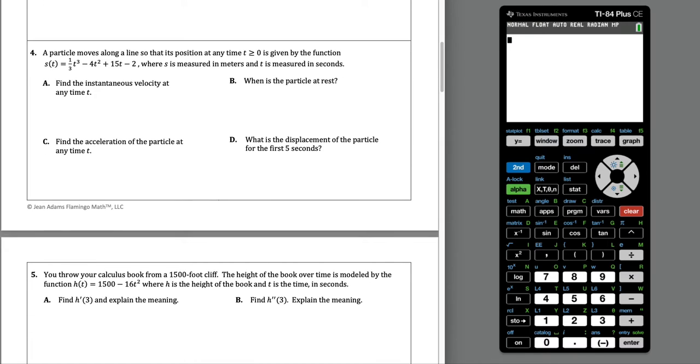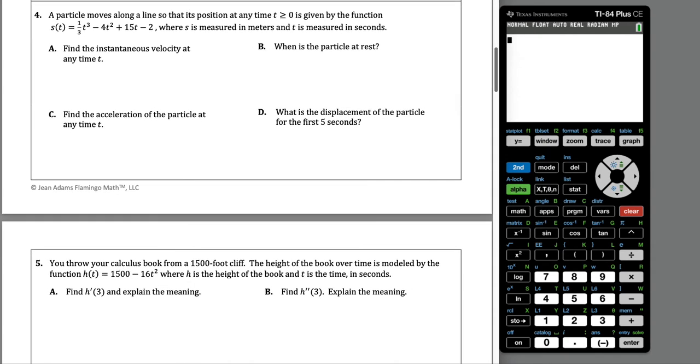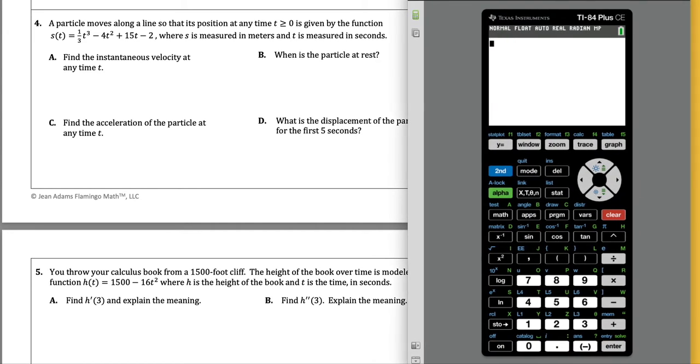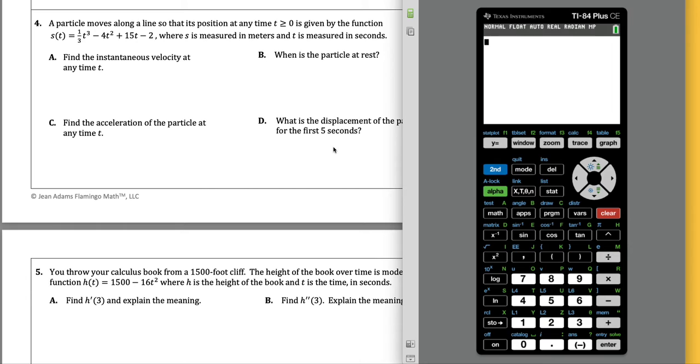Okay, so let's do question 4 together. Let me zoom in a little bit. Is that big enough to read? Okay. So let's go from that equation and find out information. It says a particle moves along a line so that its position at any time t is greater than or equal to 0 is given by that function, where s is measured in meters and t is in seconds. And we've got a handful of questions to answer from it.